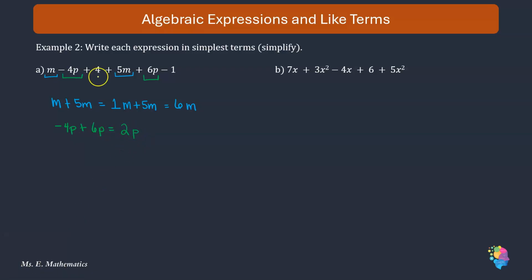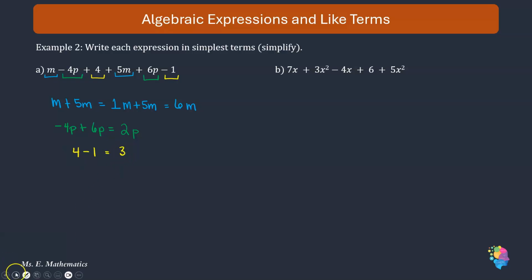Continuing on, we're going to notice now that the third term is just a constant. There are no variables, so we're going to look for another constant to combine it with. In this case, it is this minus 1. So we have a positive 4 minus 1, and that's going to give us a 3.